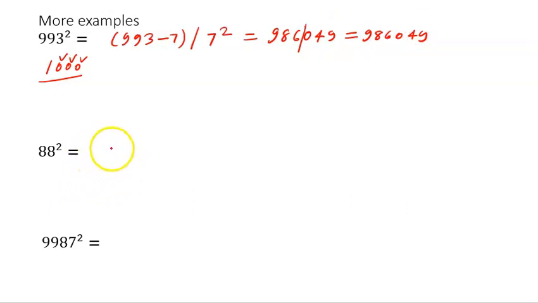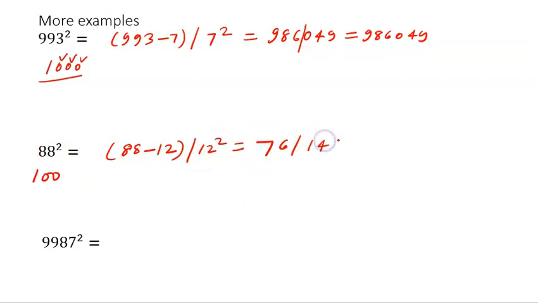If I talk about this, here the deficiency from the base. So what is the base here? The base here is 100. So the number is 12 less than the base. So the left hand side will be 88 minus 12, and the right hand side will be 12 square, right? So here it will be 76, right? And the right hand side will be 144.